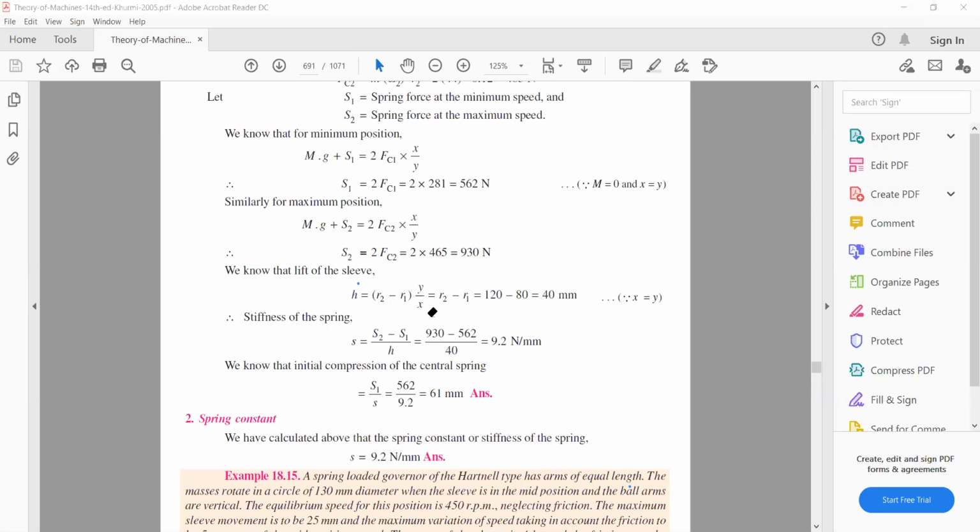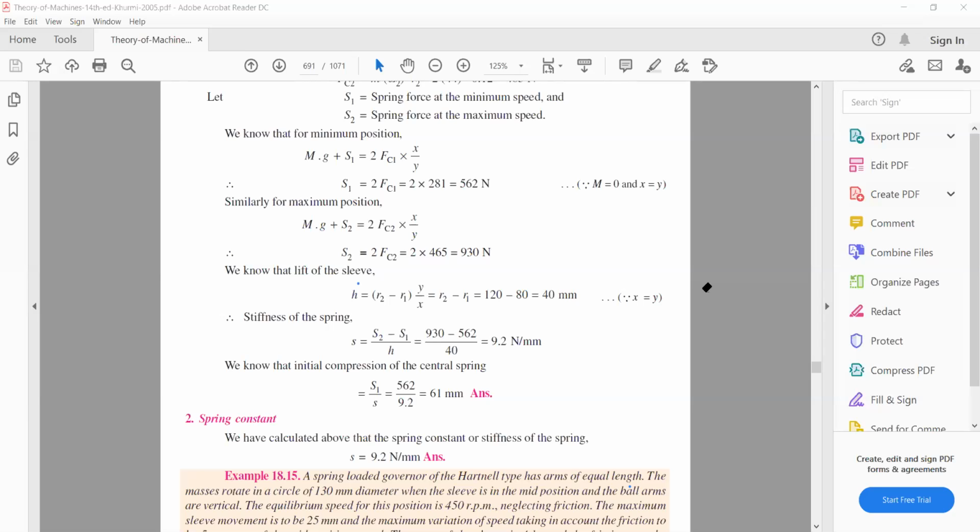Now we find the lift of the sleeve, H value. H equals R2 minus R1 into Y by X. Y and X are both equal, since the bell crank lever arm lengths are equal, so X and Y cancel. R2 is 120 and R1 is 80, so the H value is 40 mm.